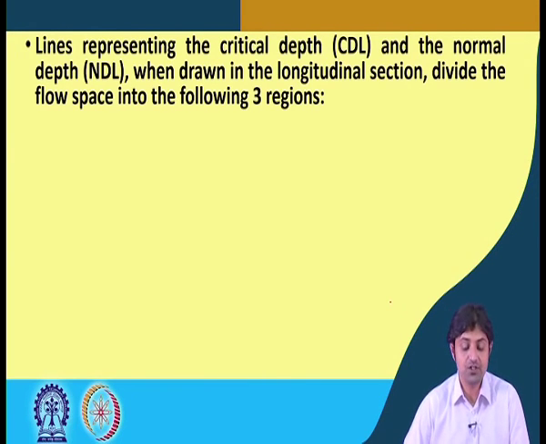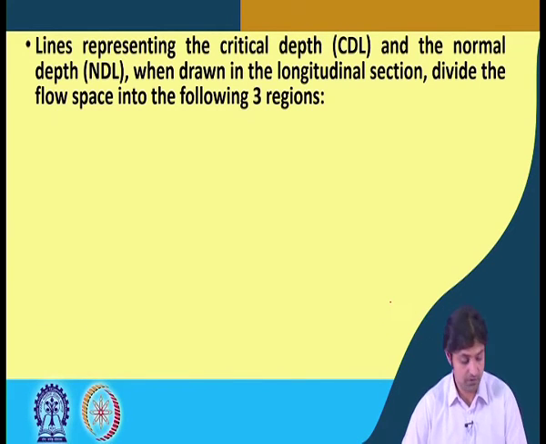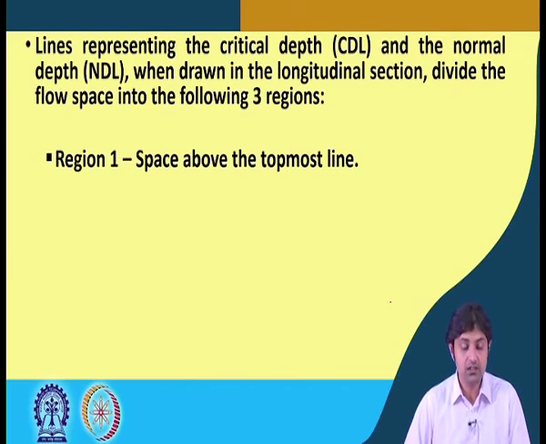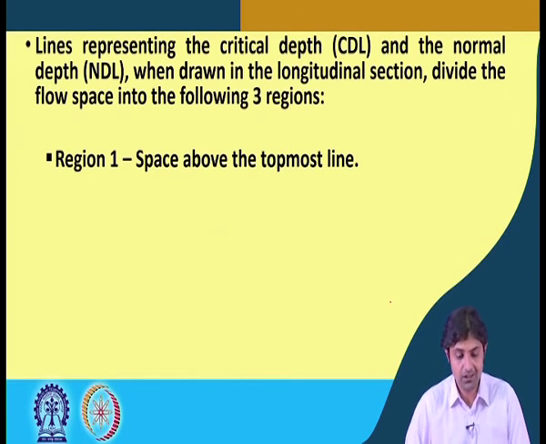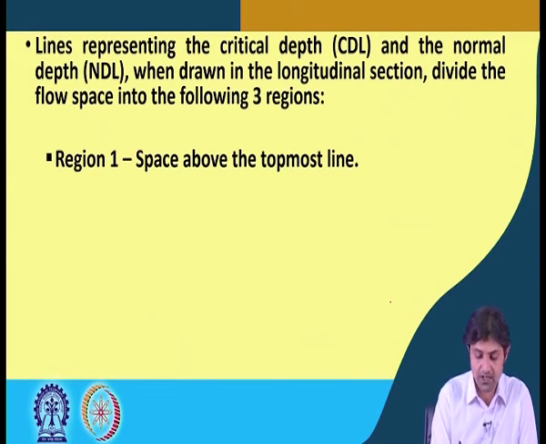So, the lines which represent a critical depth, called CDL, and the normal depth, called NDL, when drawn in longitudinal section, divide the flow space into the following 3 regions. We are going to see. At the critical depth, if we draw that line in the longitudinal section like this, then that line is called CDL, and the one that represents the normal depth is called NDL. So, for example, I will just draw this.